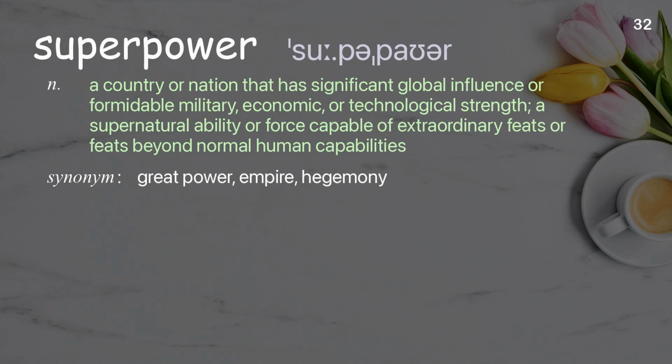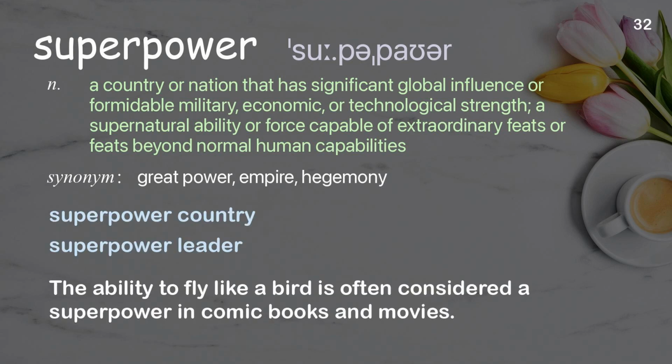Superpower. A country or nation that has significant global influence or formidable military, economic, or technological strength. A supernatural ability or force capable of extraordinary feats beyond normal human capabilities. Examples: Superpower country. Superpower leader. The ability to fly like a bird is often considered a superpower in comic books and movies.